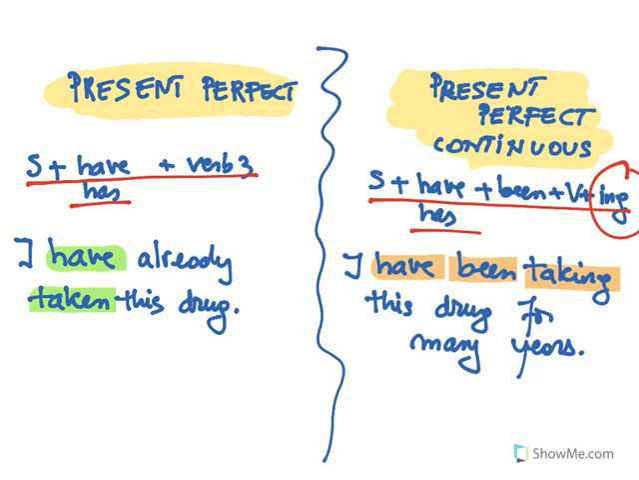What is the difference? Why do we use ing here? Well, in the first example, I have already taken this drug. I'm interested in the action in itself, the action of taking the drug and its effect in the present. Whereas when I say I have been taking this drug for many years, I'm interested in the duration, and I'm using here ing because I'm interested in the continuity of the action in time.